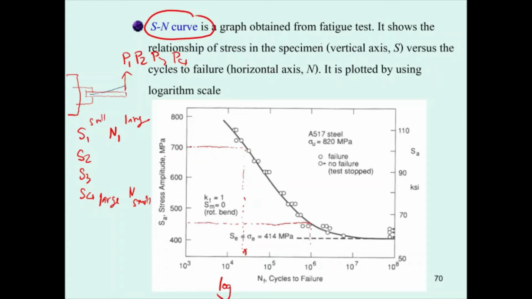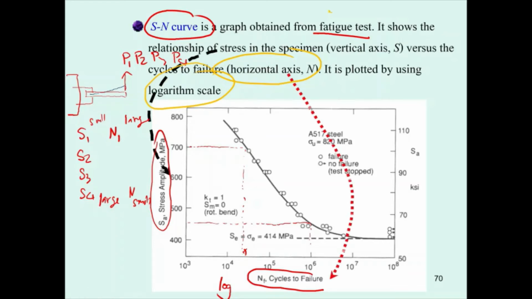Okay, that's obtained from the fatigue test. Like I mentioned, it's the relationship between the stress amplitude and N, the number of cycles to failure. So we call it the SN curve. S is the vertical axis, and N is going to be the horizontal axis. And then the horizontal axis is put in logarithmic scale.